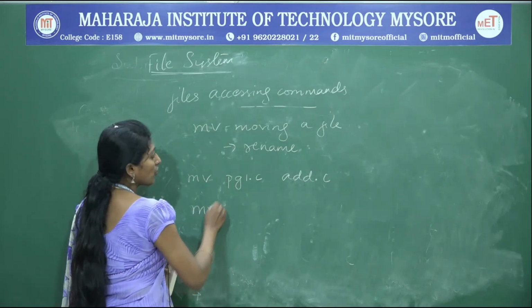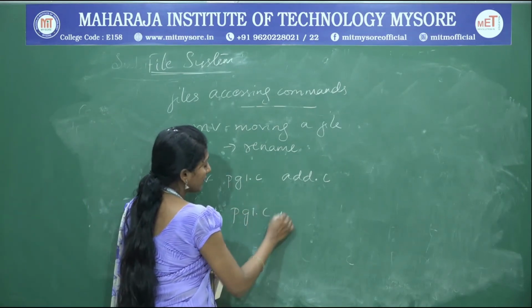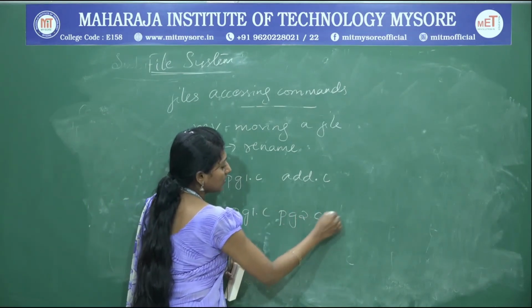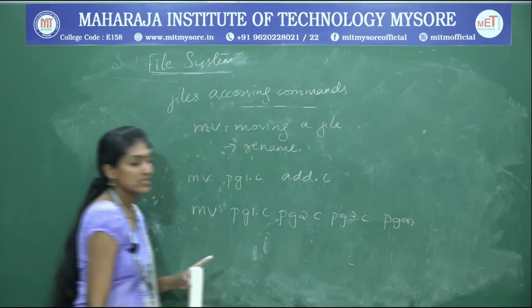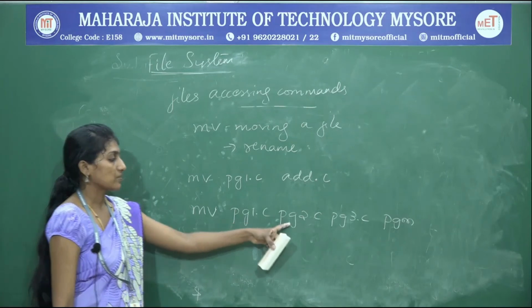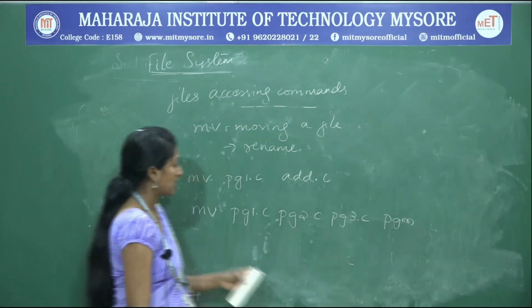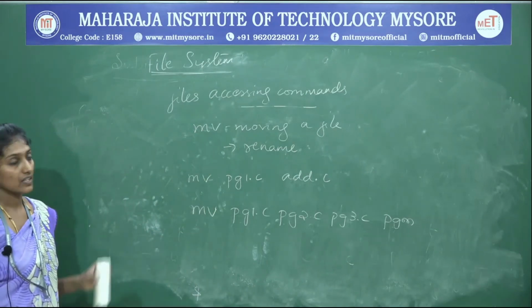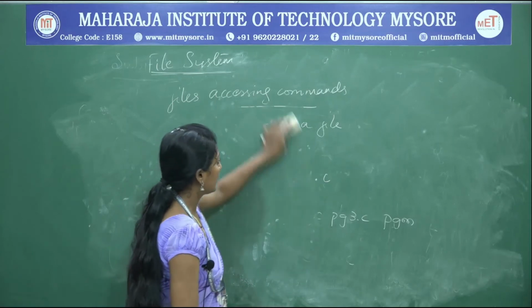So that is one of the features of this mv command. Next, the mv command is used for moving a file. You can move more than one file to a directory like this pgm directory. So pg1.c, pg2.c, pg3.c files can be moved to the pgm directory. So this is about your mv command. So the next command within this is what?